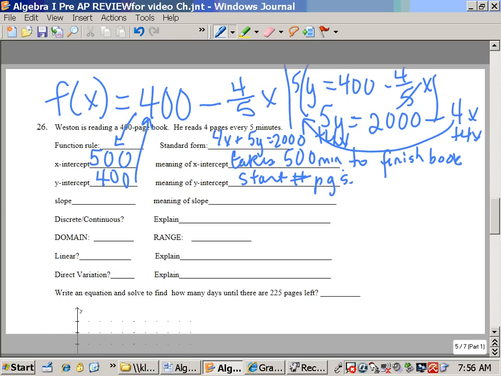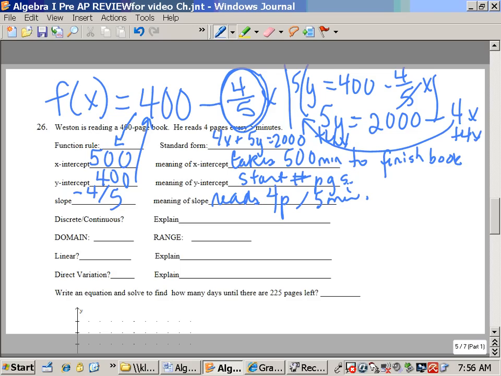The slope. Which form can you see the slope in? The function rule right here, I can see it right there. It's 4/5. Actually, it's negative. Negative 4/5. And basically, I can just copy what it says. He reads 4 pages per 5 minutes.